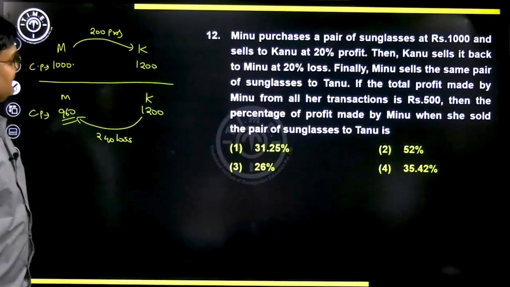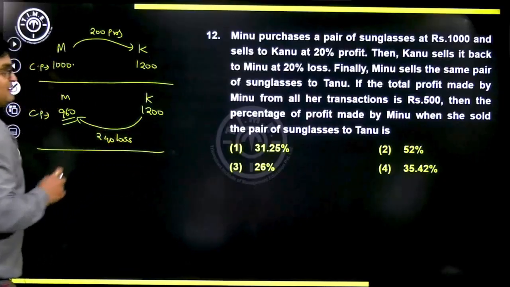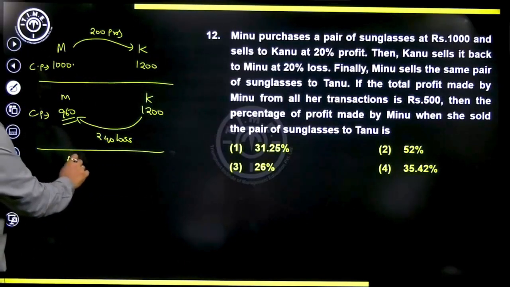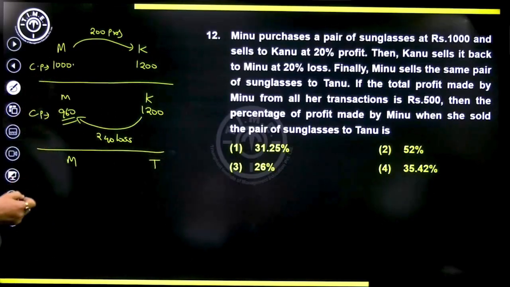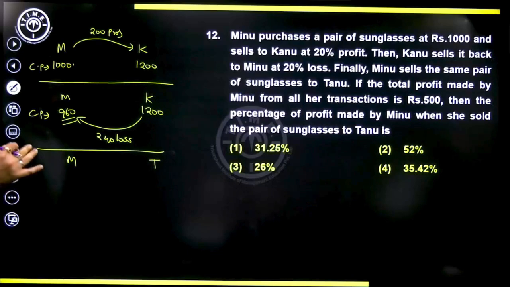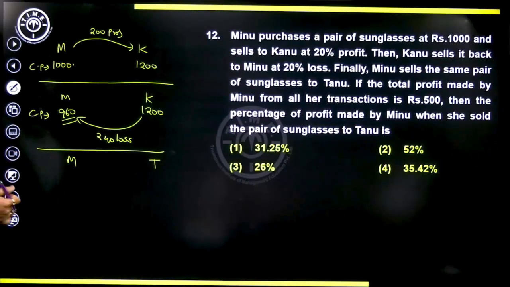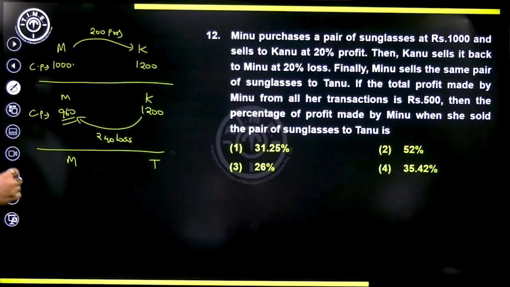Okay. Then finally, now there is one more transaction. Finally, Meenu sells the same pair of sunglasses to Tanu, some other person, third person. If the total profit made by Meenu from all her transactions is 500 rupees, then the percentage of profit made by Meenu when she sold the pair of sunglasses to Tanu is.